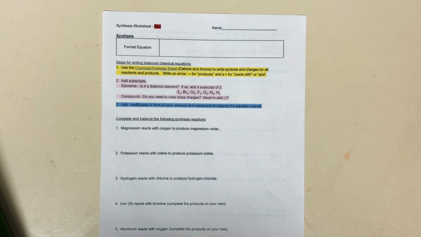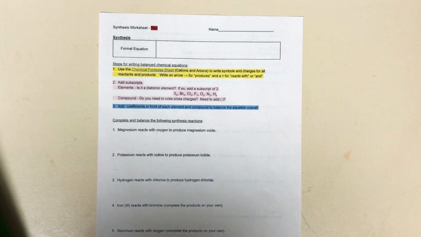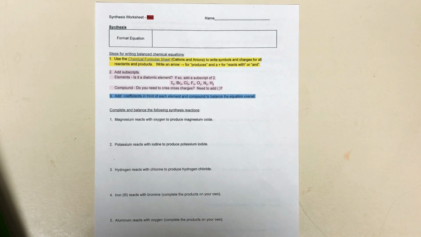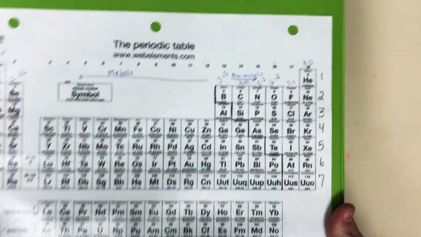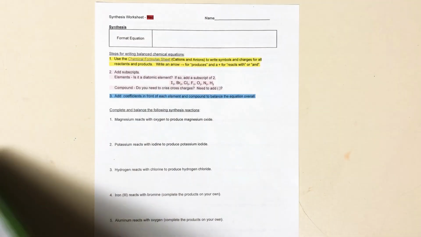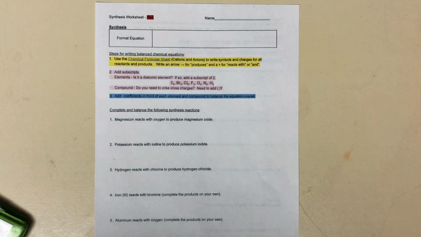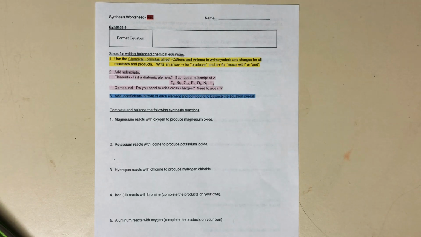So here's what you need. You need your red worksheet, which can be found on our agenda, it can be found on BB9. You are going to need your periodic table and your chemical formula sheet. I keep them both in my binder so that I don't lose them. I would recommend that for you. Have access to them because we're going to be using them constantly throughout this worksheet.